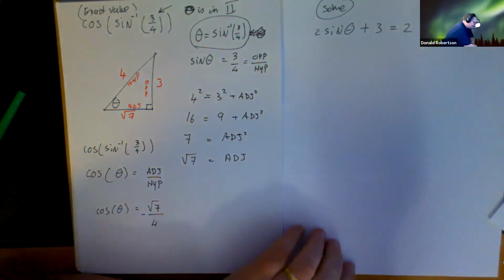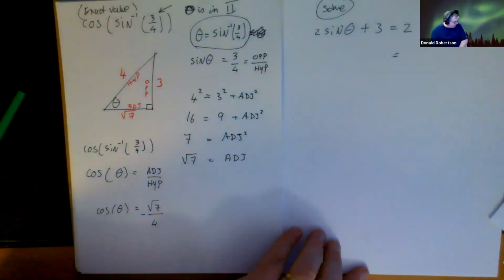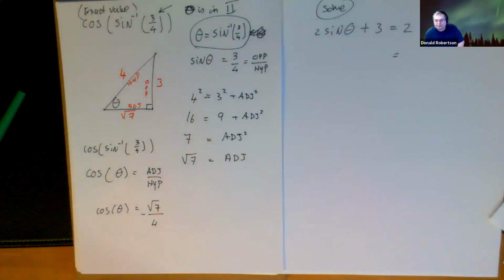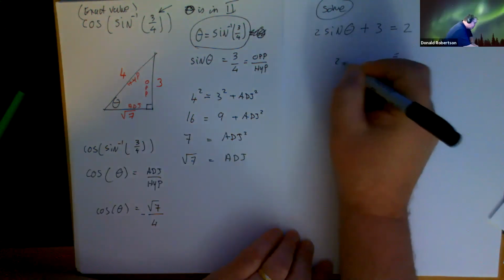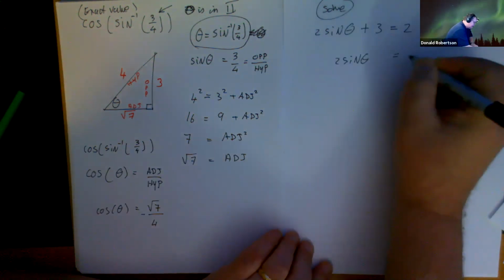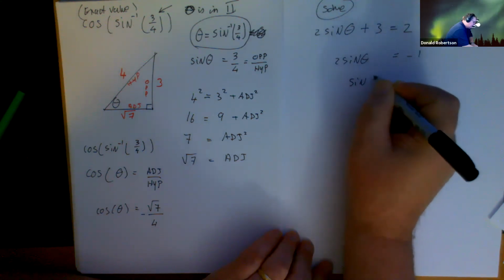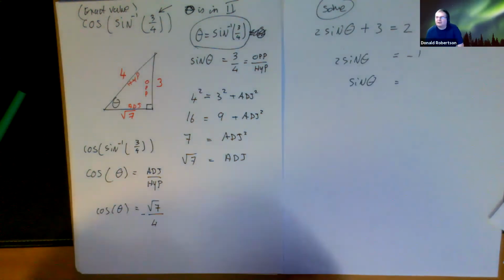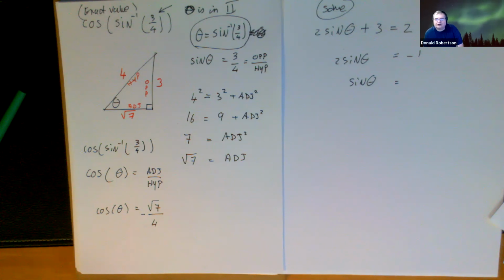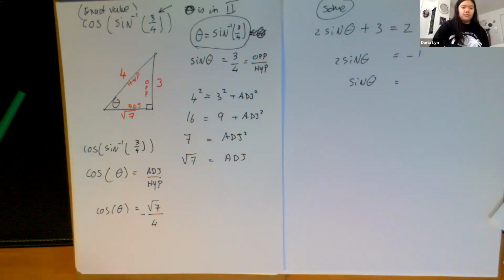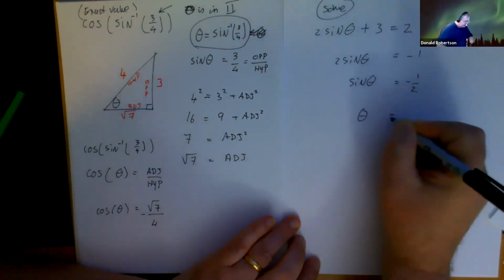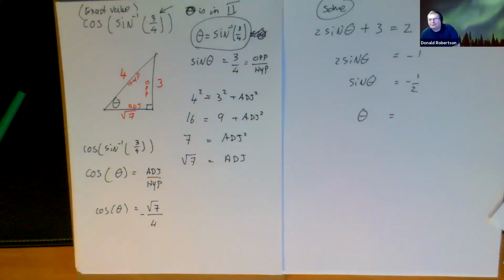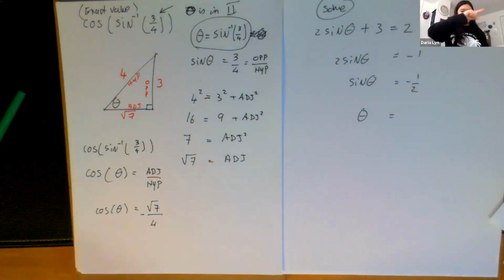Okay, here goes. What should I do to both sides to get closer to solving this question? -3. Okay, as long as you do the same to both sides. And there's a reason why I picked this particular question. What do I do to both sides now to find sine theta on its own? Divide by 2. How will I find theta? Oh, and then find the inverse sine.